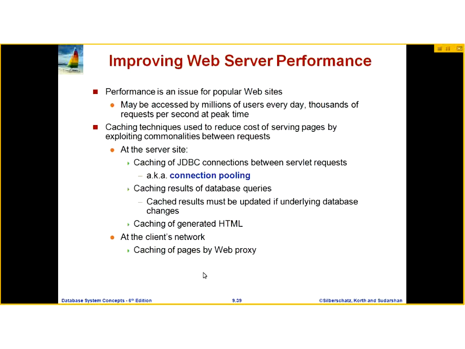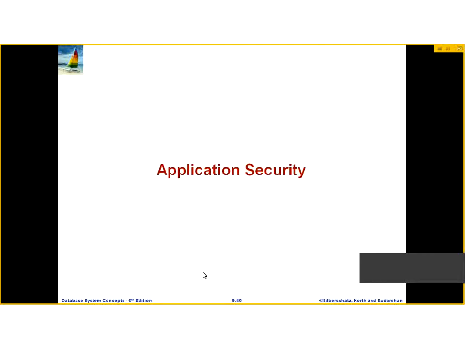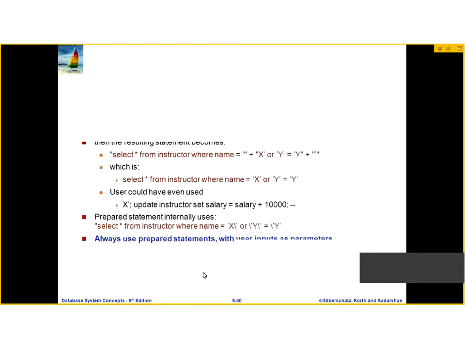caching as well. So you can cache the JDBC connections between requests, which is also called connection pooling. Or you can cache results of database queries, so whenever a similar request arrives, you can serve it from the cache. It's just like we talked about caching in operating systems, where we use a cache for fast access or fast retrieval of data. So you use caching in a web server as well to speed up performance.